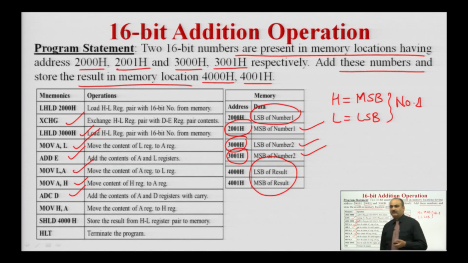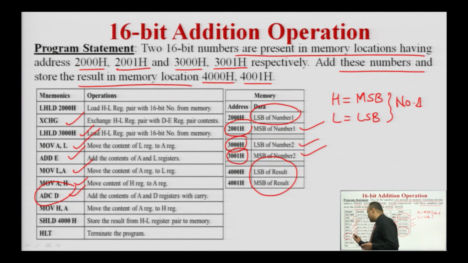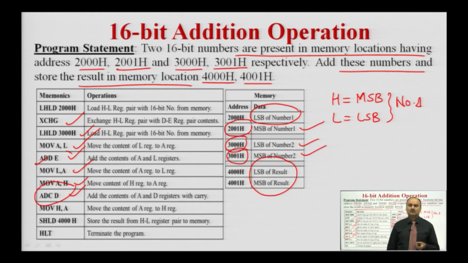So, here we add the MSB of number 1 with the MSB of number 2 along with the carry, because when we add the LSB of number 1 and LSB of number 2, if a carry is generated, this carry needs to be added with the MSB of number 1 and MSB of number 2. That is why we use ADC D instruction instead of ADD instruction. So, it is required to remember that whenever we want to perform 16-bit addition operation, when we add the MSB of number 1 and MSB of number 2, it is added along with the carry which is generated by the addition of the LSB of number 1 and LSB of number 2.